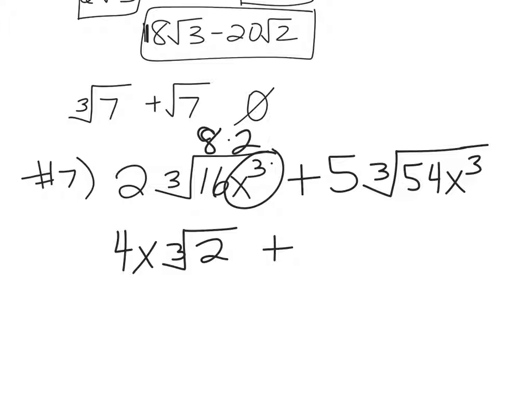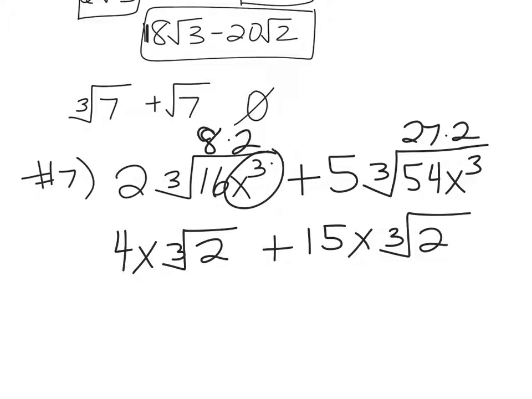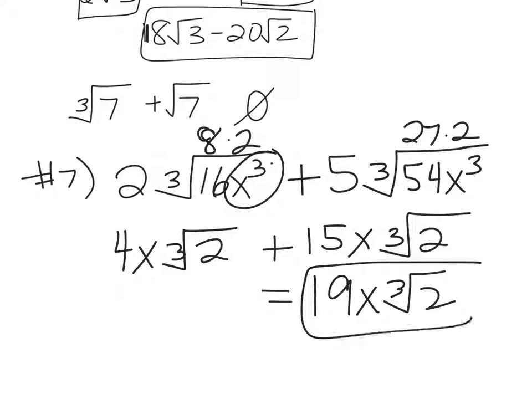So, do you know any perfect cubes in 54? 27. 27 times 2. Cube root of 27 is 3. 3 times 5 is 15. Leave that 2 behind. Same thing. 3 goes into that 3 of the x 1 time. And now we have exactly like terms. We have 4 x cube root 2's and we have 15 x cube root 2's. So how many total do we have? 19 x cube root 2's. You're right, I do write my 2's down.